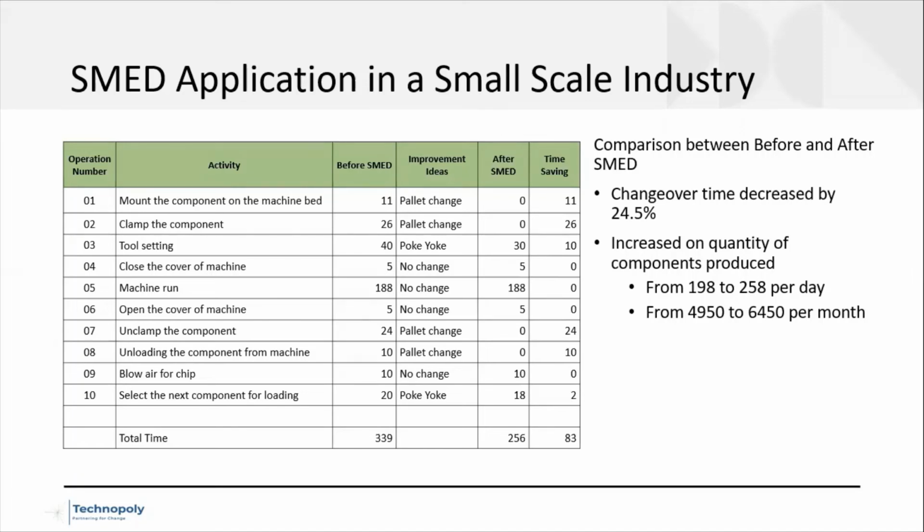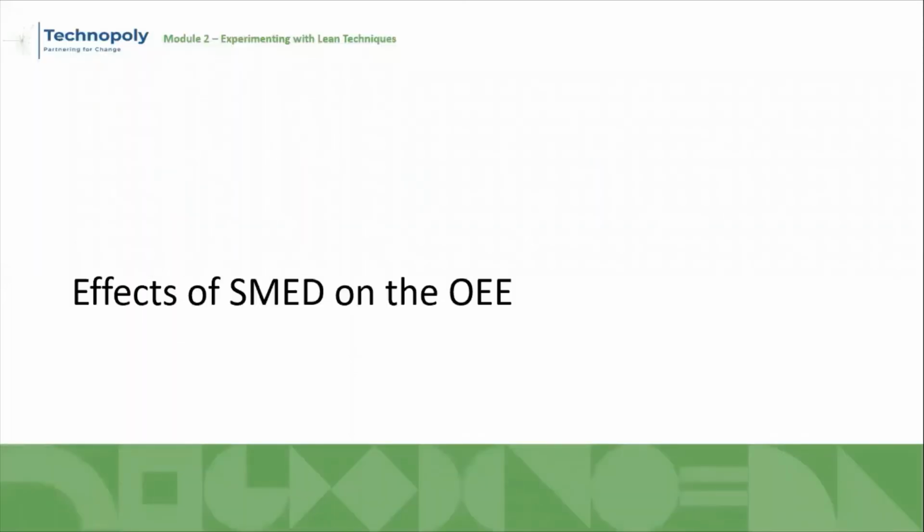The decrease in the changeover time resulted in an increase in the production quantity. SMED has a direct effect on the availability of the process to produce output. If the changeover is short, the longer the available time. And if the changeover is long, the shorter time is there for the process to run, given that unplanned stops are constant.